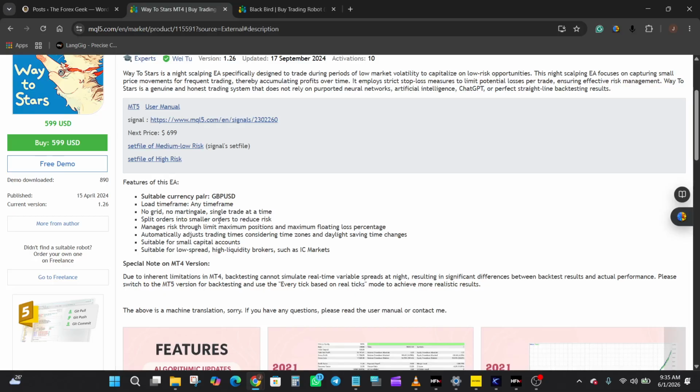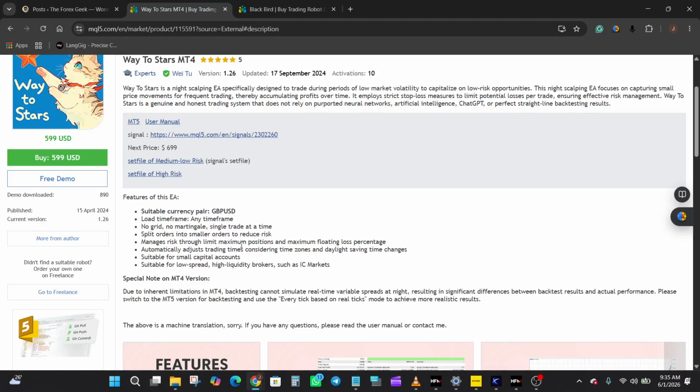The developer also mentions that the EA is suitable for smaller account sizes and suggests using low spread, high liquidity brokers, and all of that, right? This is particularly relevant for night trading strategies where spread conditions can have a significant impact on trade execution.